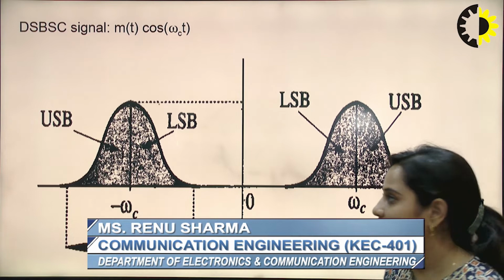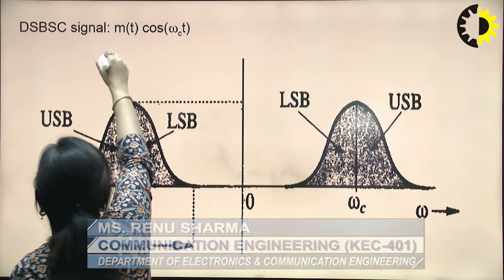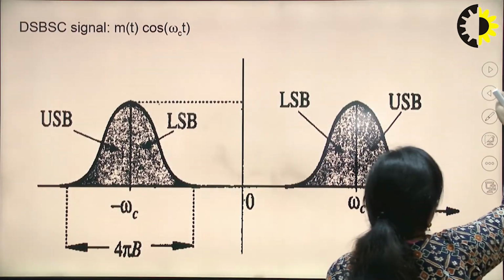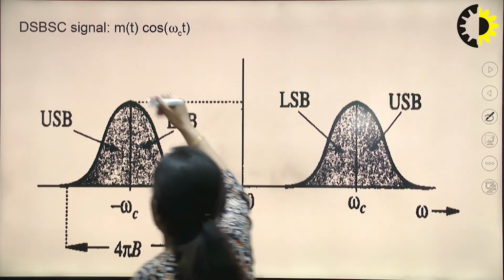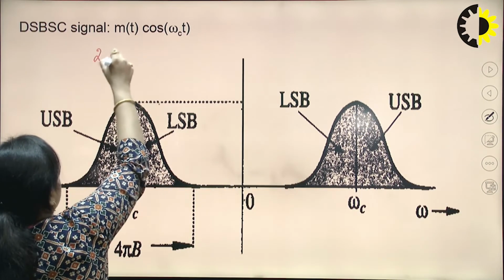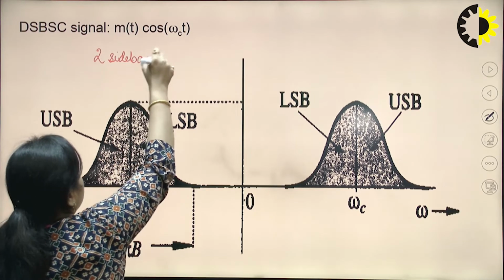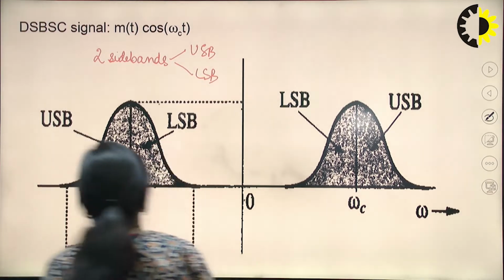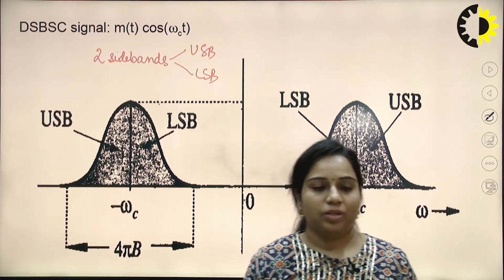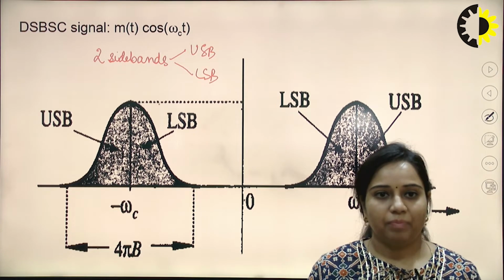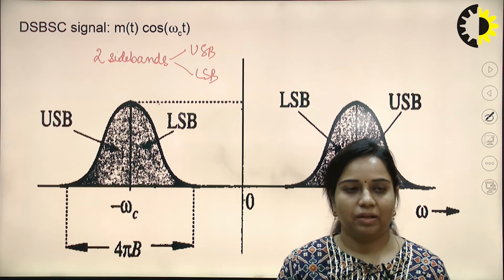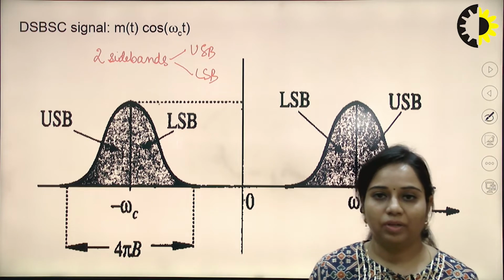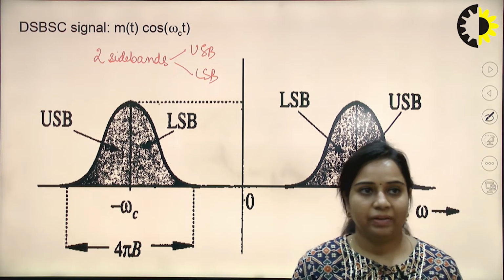DSB SC full form is double sideband suppressed carrier, which means that we have to transmit two sidebands only, the upper sideband and the lower sideband. We are not going to transmit the carrier signal, because in the normal type of amplitude modulation we transmit the carrier signal, upper sideband and lower sideband, but in DSB SC we are not transmitting the carrier signal. We are transmitting two sidebands.